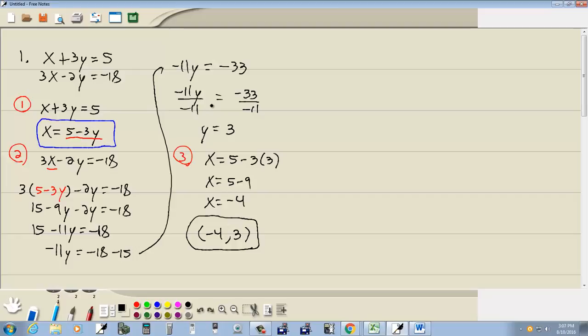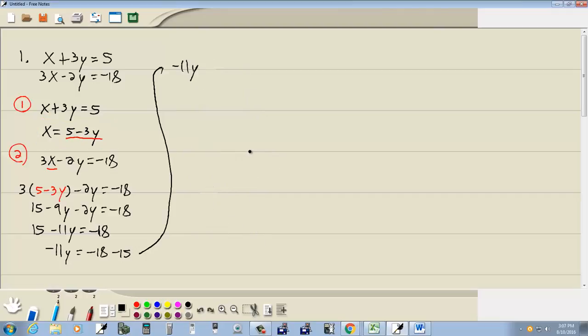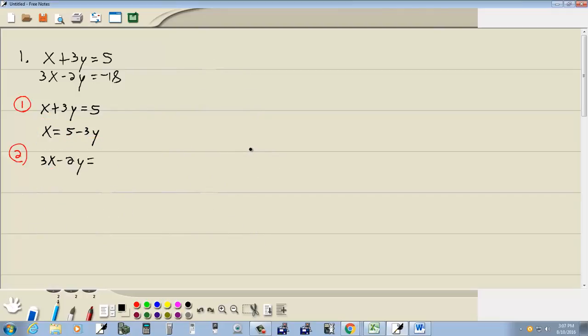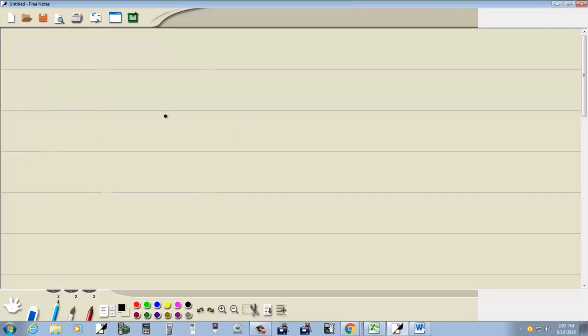That one's a substitution. So let me clean that off, and we'll take a look at the next method, addition and elimination. We've got 3x minus 7y is equal to 1, and 6x plus 5y is equal to negative 17.